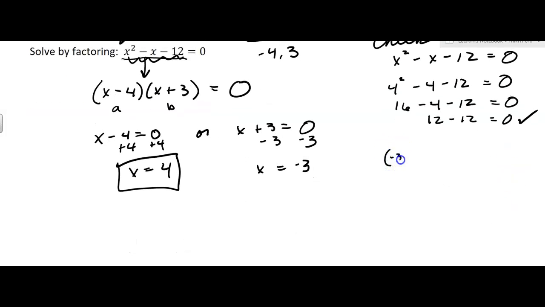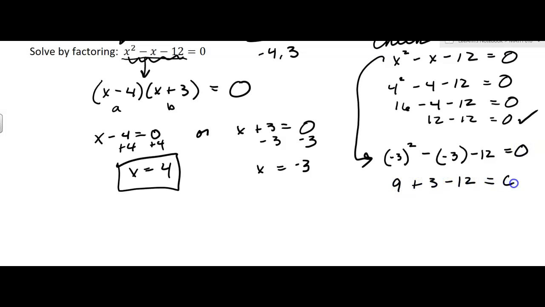Well, if I put in negative 3, and I'm using this equation, right there, putting in a negative 3, does that work? Well, I get 9 plus 3 minus 12. I get 12 minus 12. Yep, that one works too. So it seems kind of weird maybe that you can get 2 solutions here, but we actually can. So that's how we solve a quadratic equation by factoring. We use the zero product property.